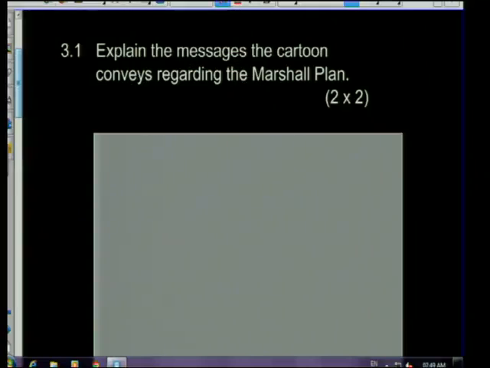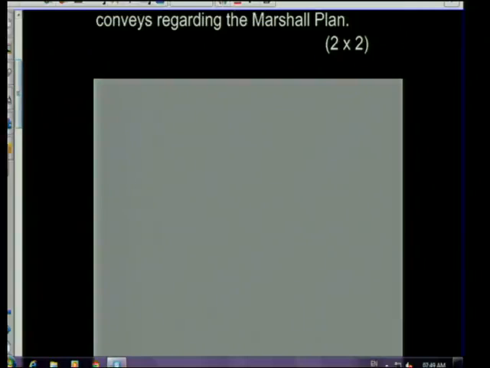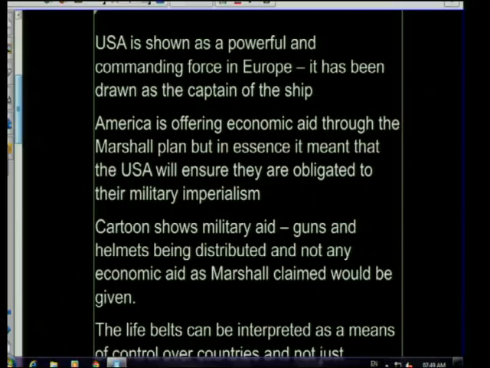Explain the messages the cartoon conveys regarding the Marshall Plan. That should be very easy. When you've analyzed the cartoon, you know what the different things symbolize, then giving the message would be very easy. And the caption does tell you that it was drawn by a group or a team of Russian artists. So now let's look at the message. What exactly are they saying about the Marshall Plan?